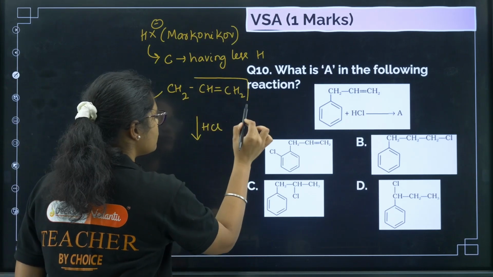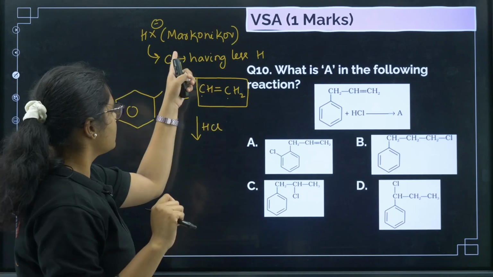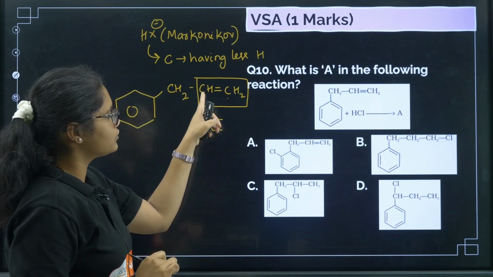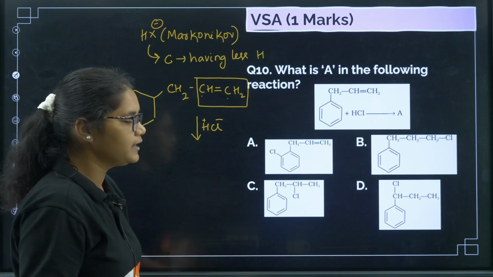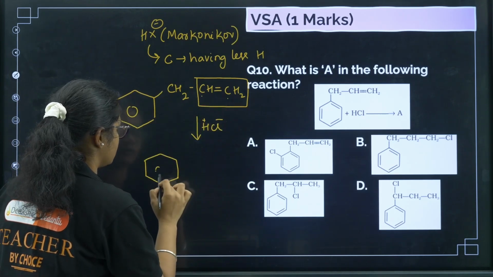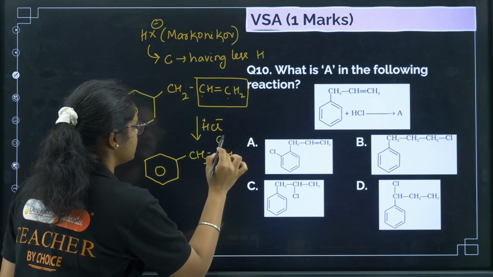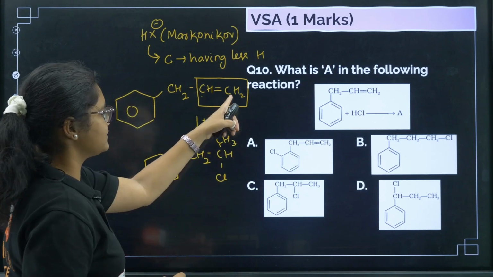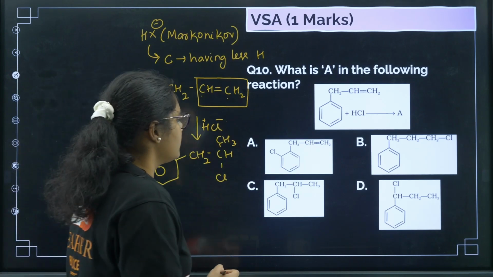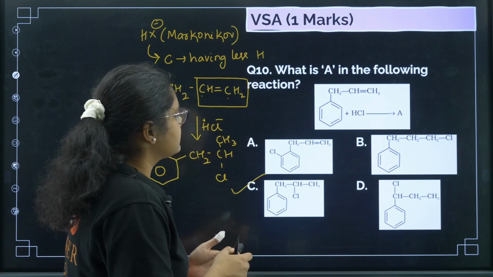Now if you see these two carbons, this carbon is having one hydrogen, this carbon is having two hydrogen. According to Markovnikov's rule, this is H plus, this is Cl minus, so the negative part will go to the carbon having less number of hydrogen. So that means this chlorine will attach here and H will attach here, and the product formed here will be CH2 CHCl CH3. H got attached here, so it became CH3, chlorine got attached here, so it became CHCl. So now if you see, the answer has to be option number C here. Fine.